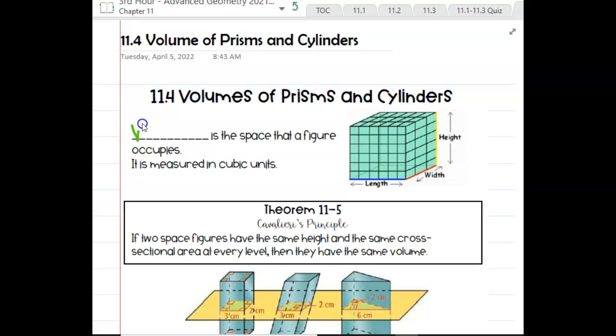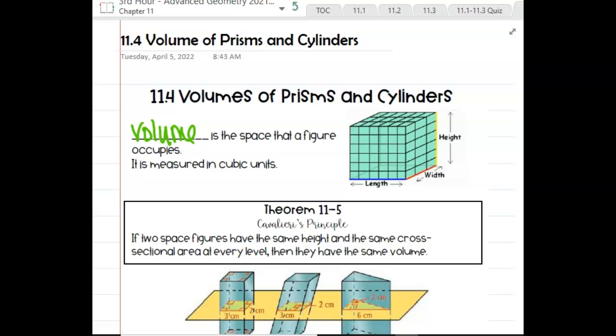Volume, which is what we are going to start talking about today, is the space that a figure occupies. It's a three-dimensional object. So we could talk about a piece of paper for area; volume is going to be like this. It's three-dimensional. It has a length, a width, and a height, whereas area, depending on how you want to think about it, doesn't have a height. It's flat. So to find volume, we're going to measure in cubic units. So inches cubed, centimeters cubed, feet cubed, whatever it is, it's going to be cubed.